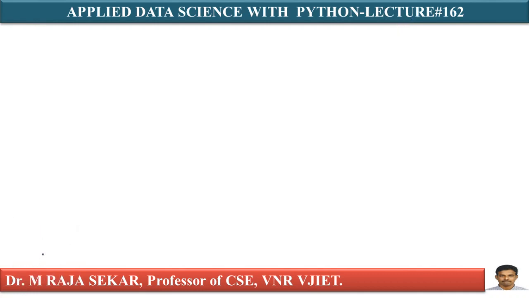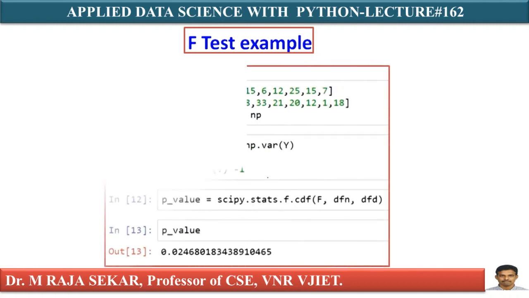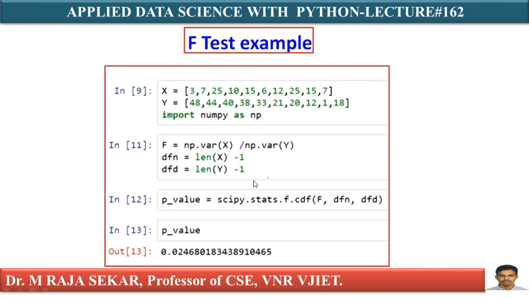In this lecture, we will try to understand an F-test example and the comparison between Z-test and T-test. First, let me take one simple example on F-test. So far, we have two groups of populations, and the variances of the two populations are given. Now, let me explain the simple example with Python code. Then we will see it in Jupyter Notebook.